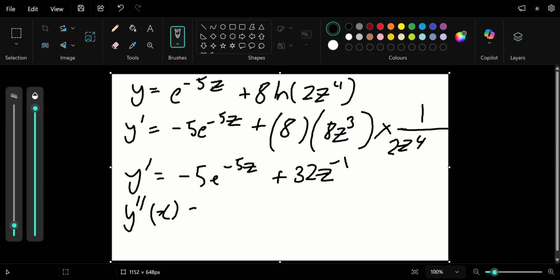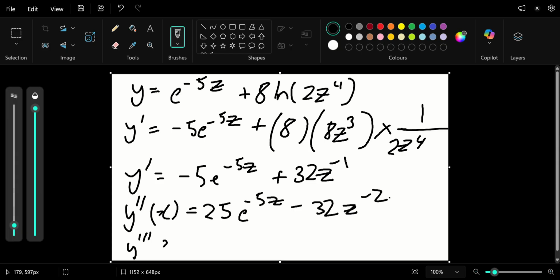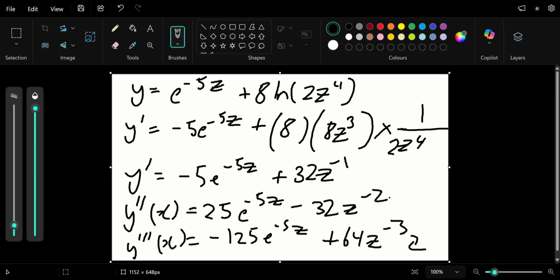y prime can be differentiated again for the second derivative. And you can just go by eye and see that you get a 25 at the front when you bring down the minus 5 and multiply it by itself. Indices stay the same. You get a minus 32 z to the minus 2. For the third derivative, you can use eye again. This is going to be minus 125 e to the minus 5z plus 64 z to the minus 3.